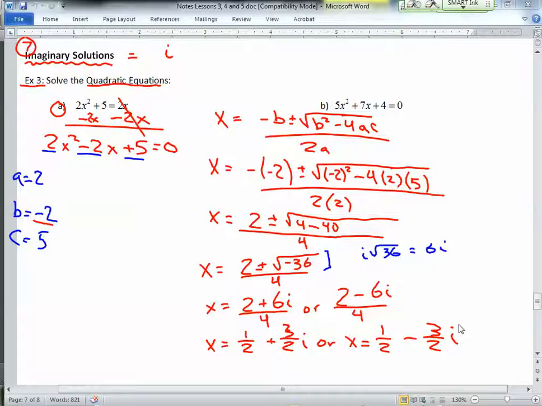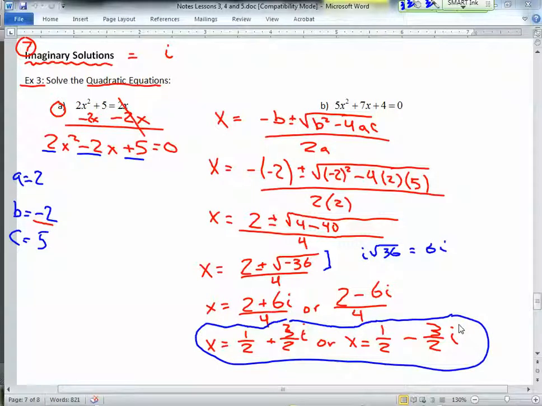So this i right here actually needs to be either on the top or the side. So there's my solutions. Again, I have two solutions. And if I took those and put them back into my original equation, they should make my original equation true. So those are what you call imaginary solutions because they have i's in them.